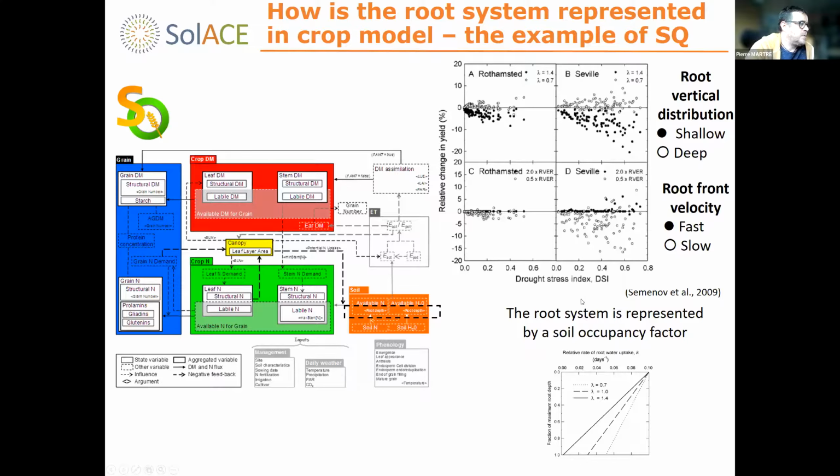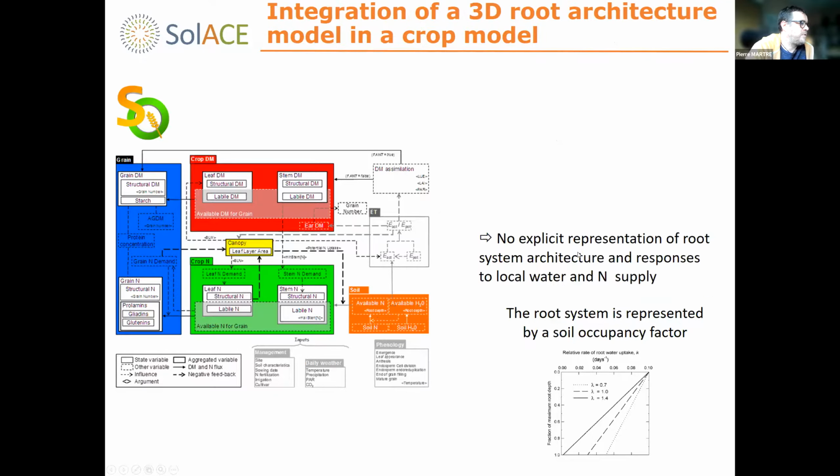So I will not go into much detail here, but if you do a detailed analysis, you will see that depending on the environment and the years and so on, the effect of this trait may be positive or negative. You see that even under very high, severe drought, for some years, if you have a slower growth, you have a positive impact. But the thing is that you have no explicit representation of root system architecture and responses to local water or nitrogen in this model.